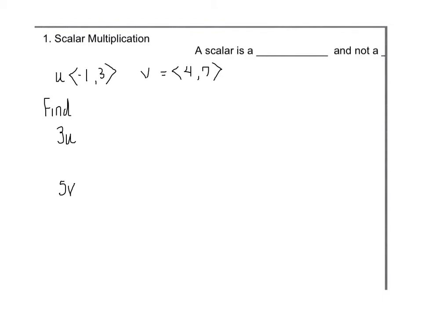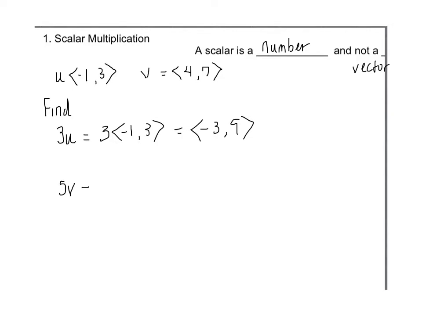Okay, scalar multiplication. The most important thing to remember is that a scalar is a number and not a vector. So what you're doing is multiplying an actual number times a vector. If I were trying to find 3 times vector u, I would write it out like this, and then just multiply 3 times both components. So this would be -3, 9.